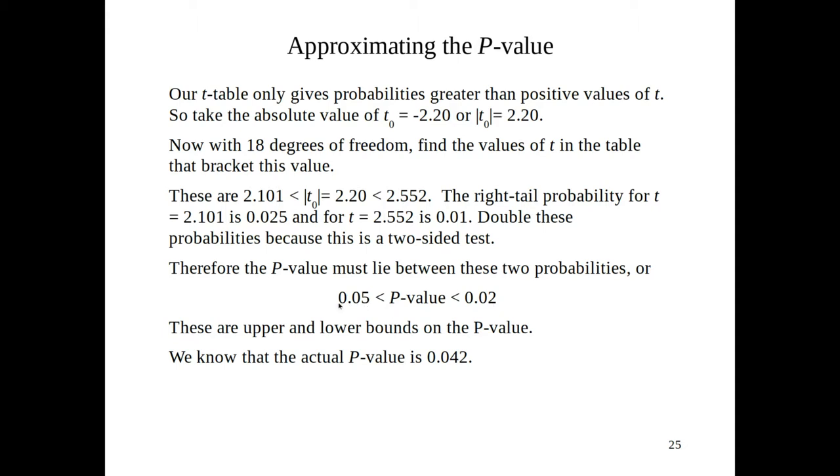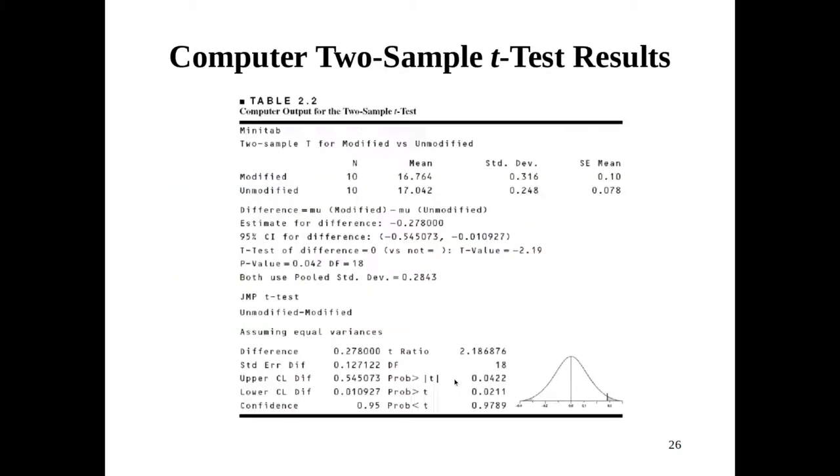That means it is less than 0.05. Actually, the sign should be the opposite way, I believe. But anyway, these are the upper and lower bounds on the p-value, right? The actual p-value, if you calculate using a computer, will be 0.042, and we will do that. So that's not a problem.